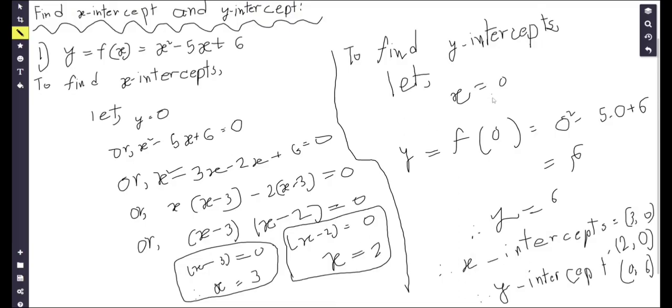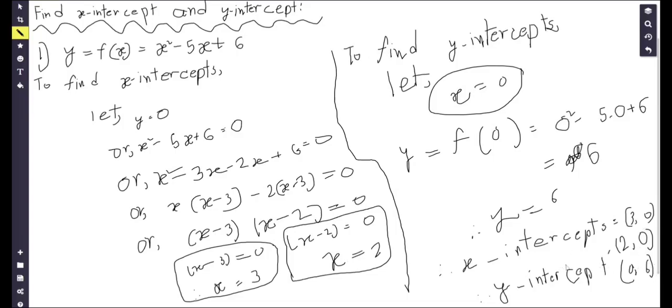And to find the y-intercepts, we should let x is equal to 0. As we know, on the y-axis, the x-coordinate always constantly 0. The x-coordinate value is constantly 0, and the y value changes. So to find the y-intercepts, we should let x is equal to 0. So we should put the value x turns into 0 in these places. So y is equal to f of 0 is equal to 0 square minus 5 into 0 plus 6 is equal to 6. Here y is equal to 6, and the y-intercept is 0, 6, not 6, 0.